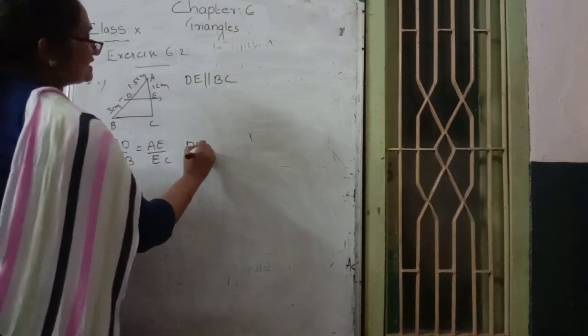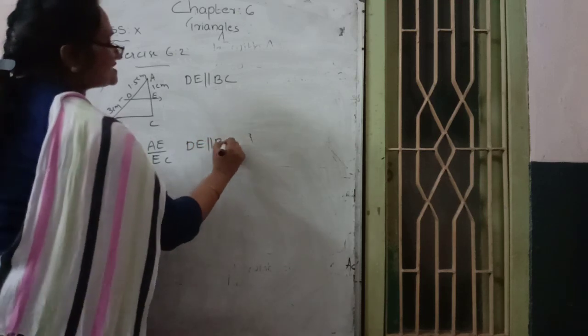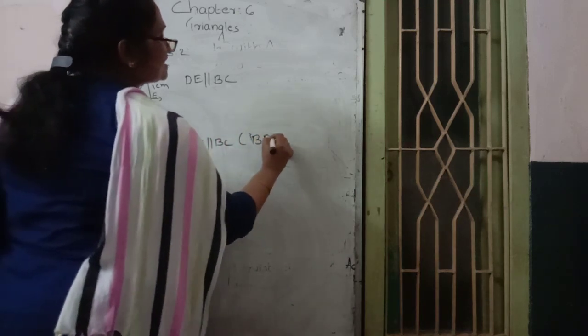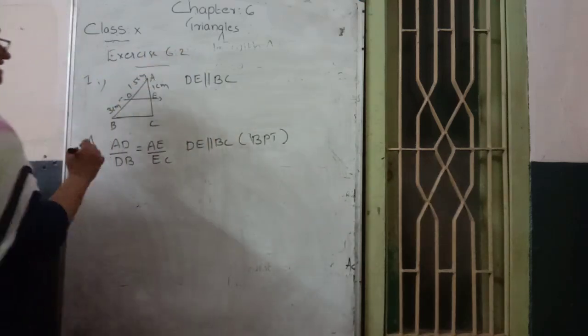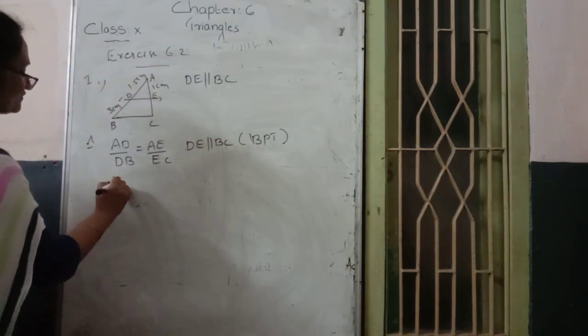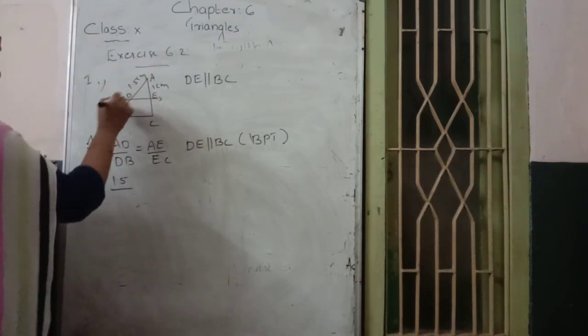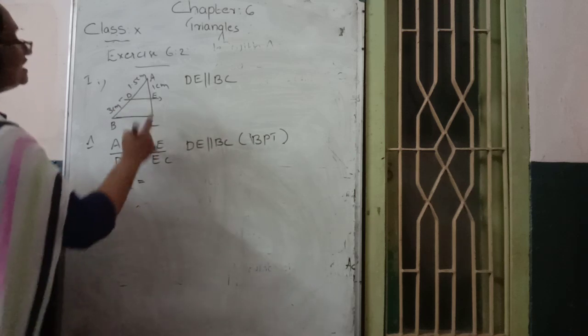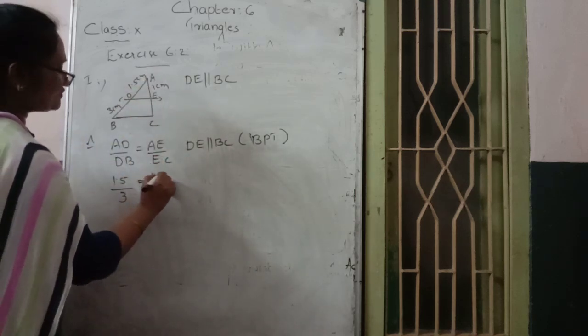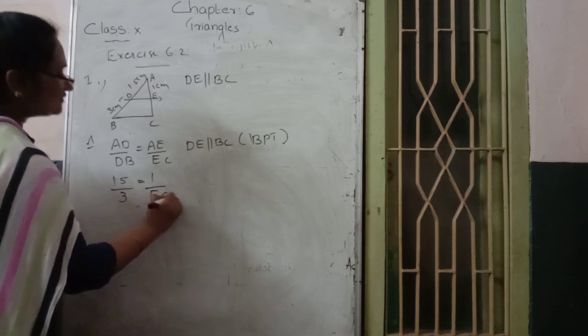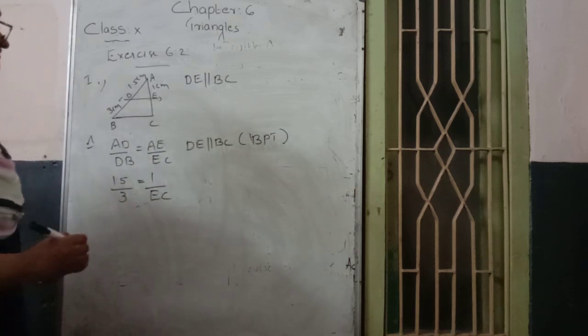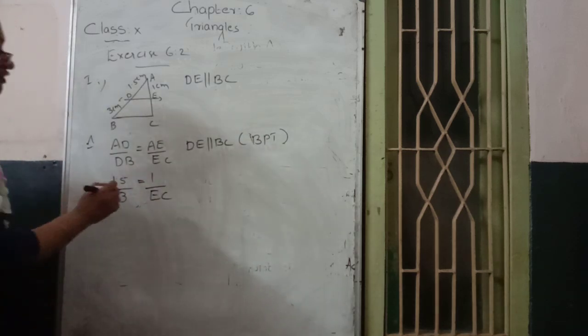What is the reason? DE is parallel to BC by BPT theorem. Then AD value is how much? 1.5. DB value is how much? 3 centimeter. Then AE value is how much? 1 centimeter. EC value we don't know. We want to find the EC value. How to find out EC value?